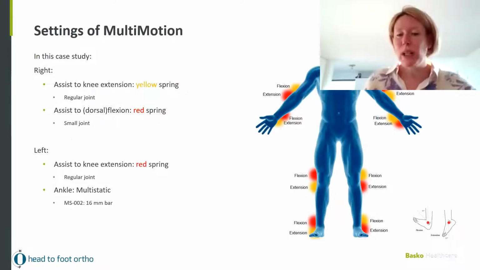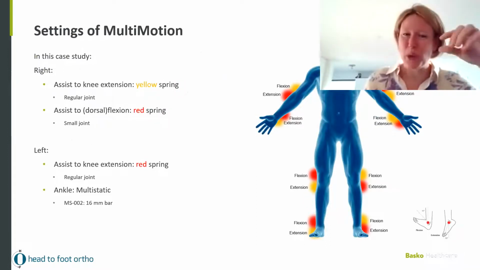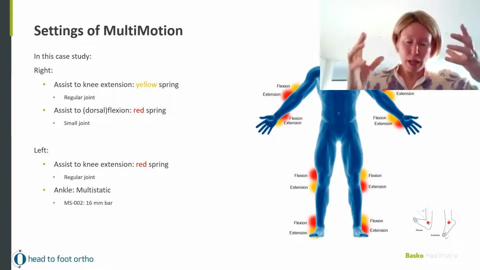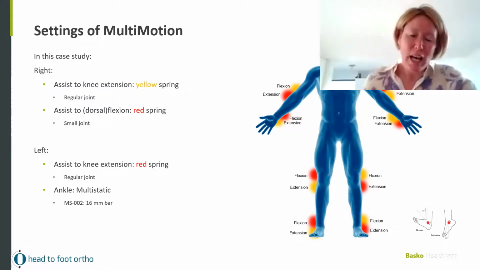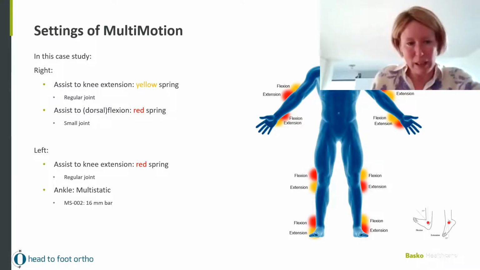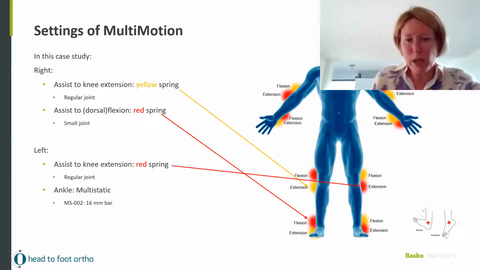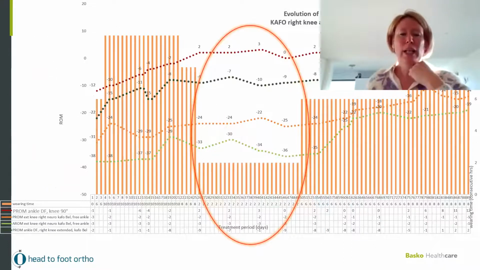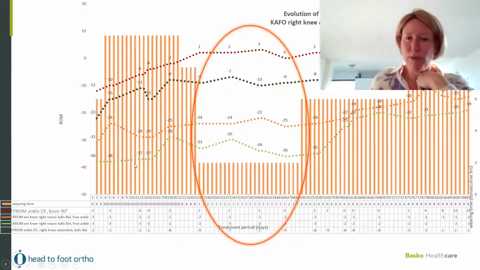What do we do in this case? Well, you saw already that we have a yellow and a red spring. Having a yellow and a red spring, you can change sides. You can change the action of the joint. So we use to assess the knee extension the yellow spring, and the dorsal flexion the red spring. At the left side, we use the red spring and we had a multistatic on the ankle, so just the red spring. So we look at this graphic here and you can see it's very, very interesting.